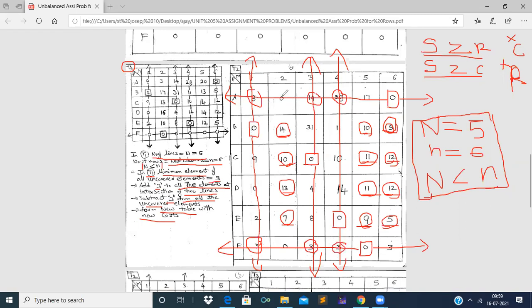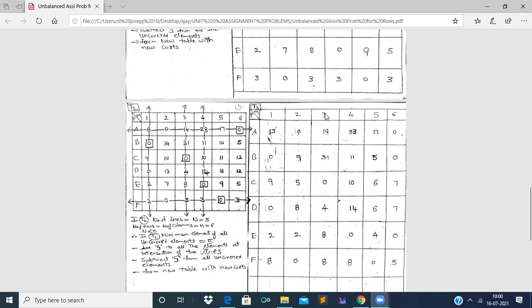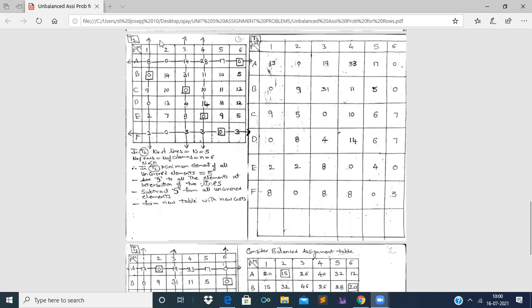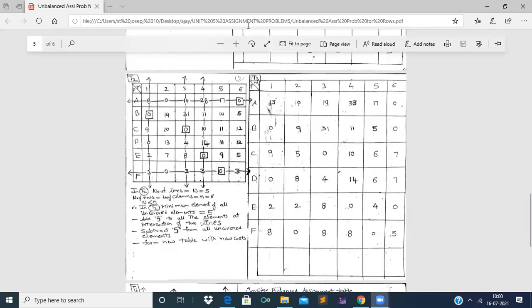So at these 6 intersection points, we get new elements, right? By adding 5 to the elements which are at the intersection part, and subtracting 5 from all the uncovered elements, we form a new table T3, right? See here. Now let us proceed for forming table T3. Here I have taken table T2 just for reference.